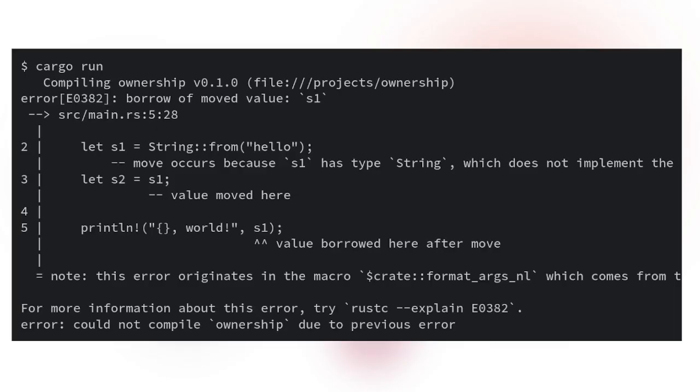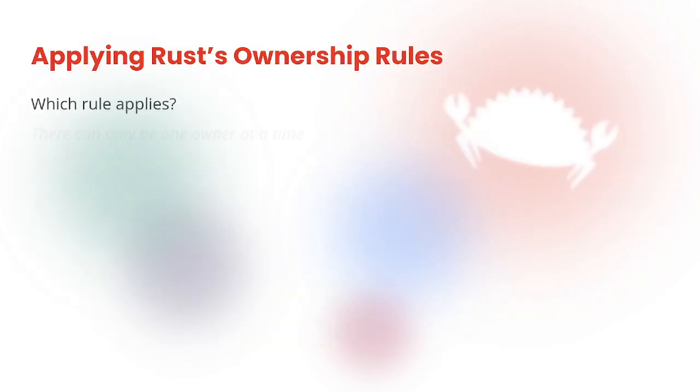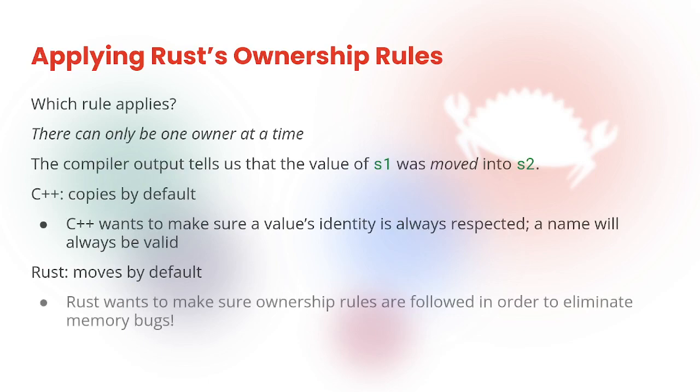So with a move, again, S2 is stealing S1's data. So now when you access S1, S1's data was stolen. It's kind of like you went back to your home and noticed that your TV was missing and you have a broken window. So obviously this will be a compiler error. Okay, so that was a simple application of Rust ownership rules.